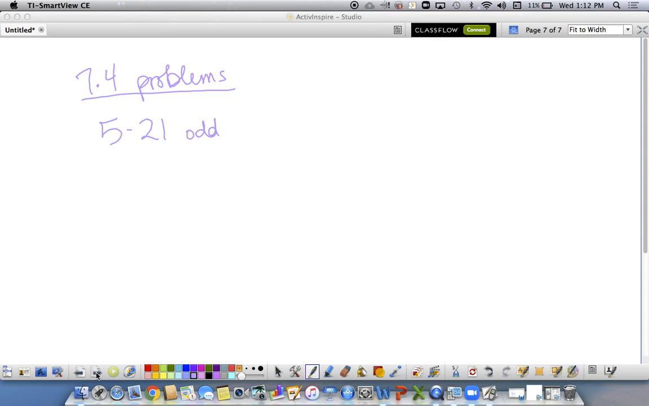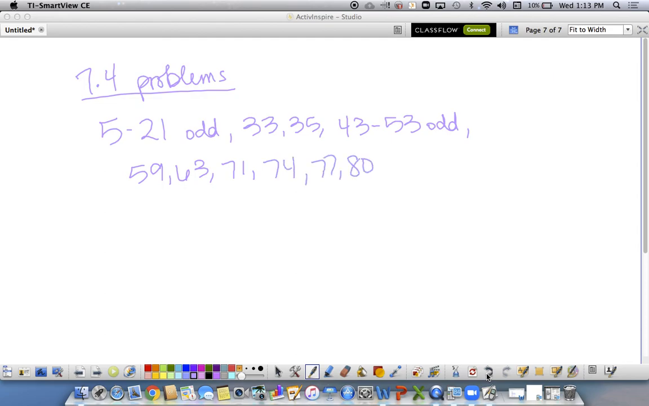We're going to do 33 and 35 together. 33, 35, and then we're going to do 43 through 53. Just the odds. Then we're going to do 59, 63, let's see, 71, 74, 77, and 80. There are a lot, so ask me questions if you need some help.